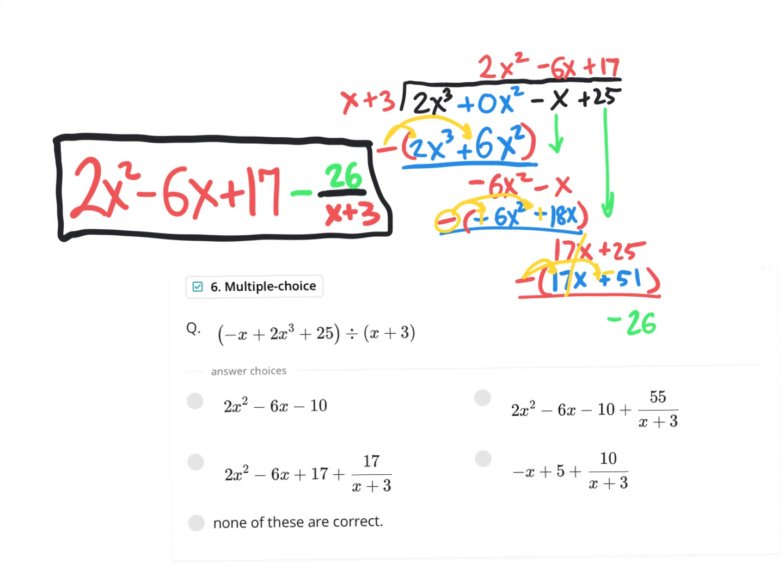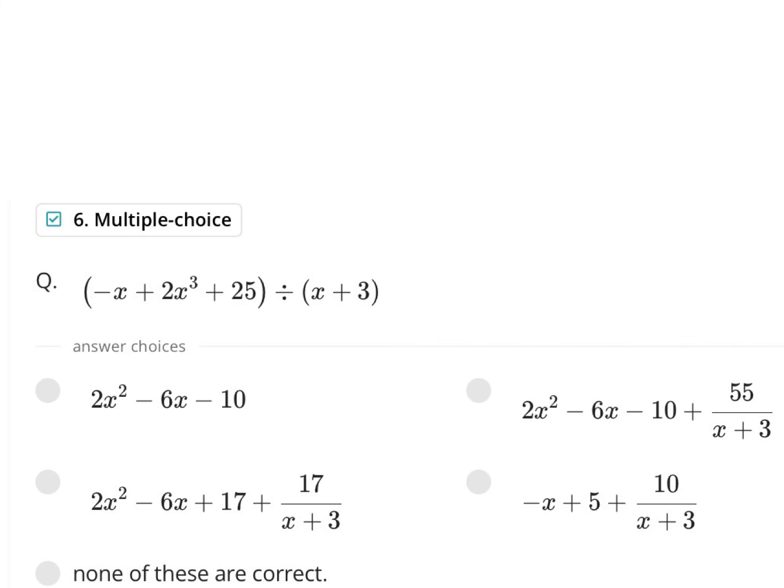Let's check this same exact question out with synthetic division. I apologize, I didn't fill in the correct answer. None of these, right? This one right here, that's what messed it up. Everything was perfect except for that remainder 17. Should have been negative 26. All right, so let's do the same problem but with synthetic division.